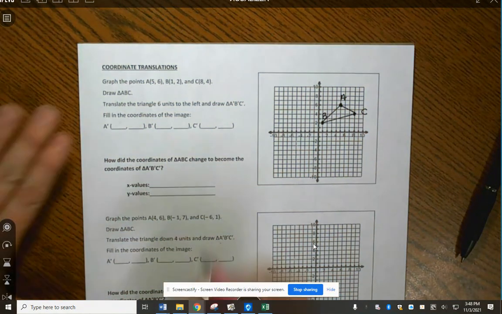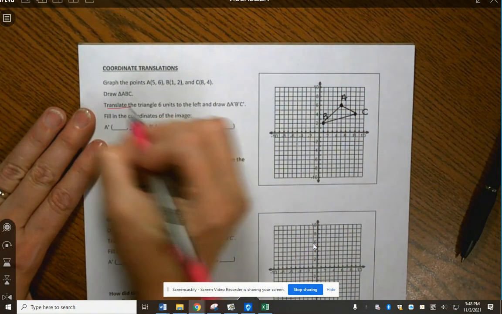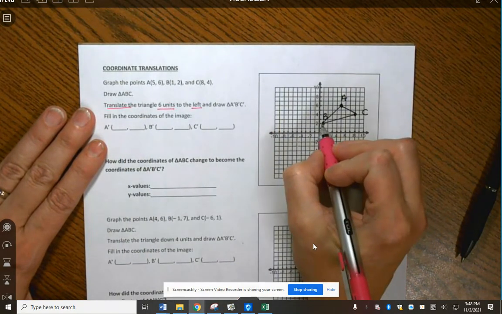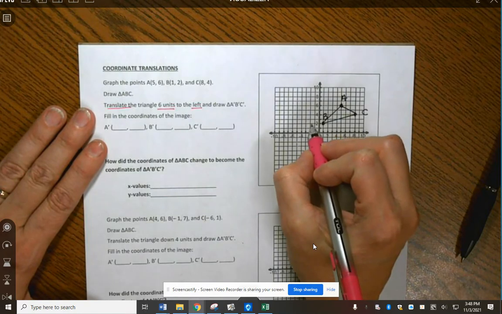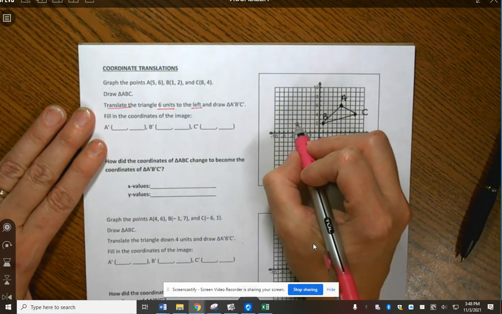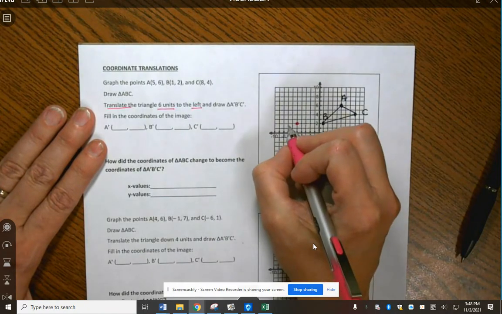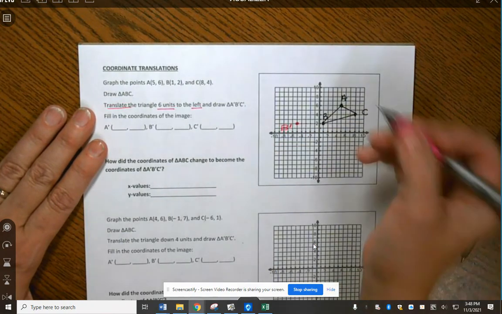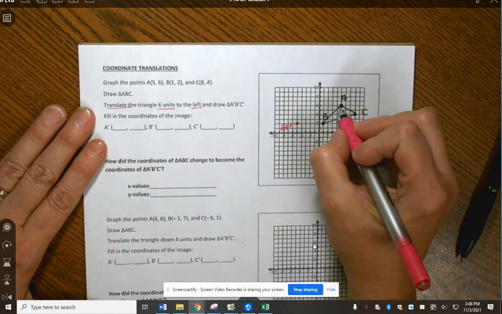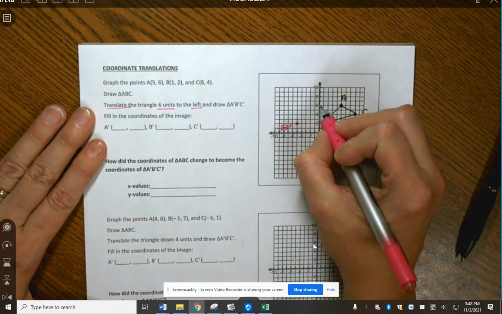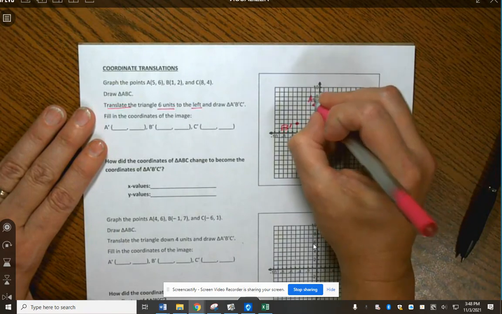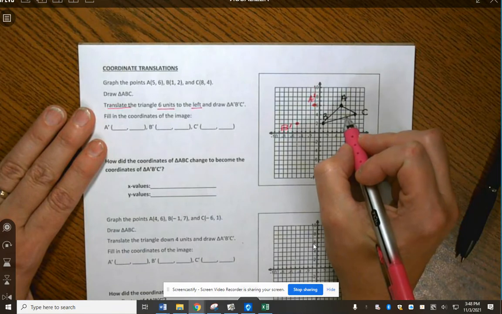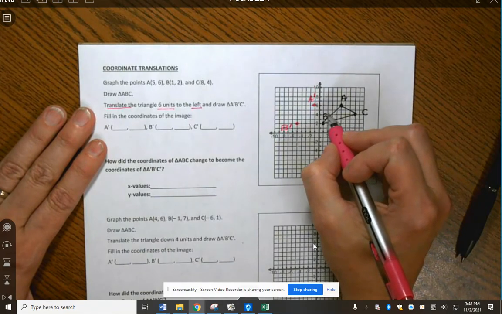And then they're telling you to translate the triangle 6 units to the left. So that means every point is going to just move to the left. 1, 2, 3, 4, 5, 6. So this is going to become B prime. And the prime is how you mark the image point. So A is going to move to the left. 1, 2, 3, 4, 5, 6. And that's going to become A prime. And C is going to move to the left. 1, 2, 3, 4, 5, 6.